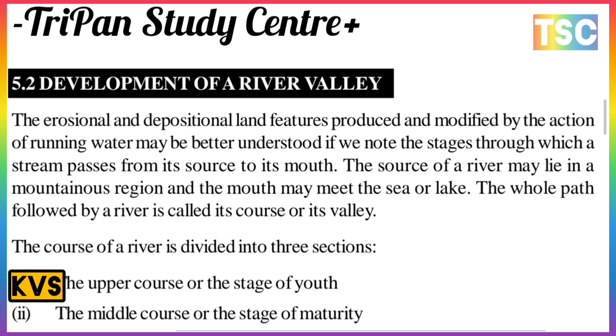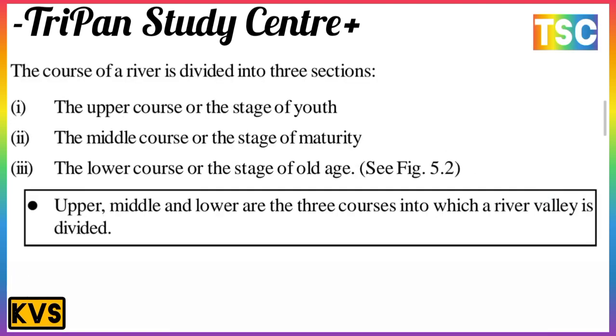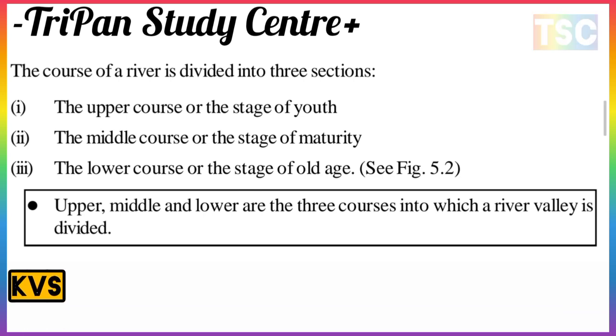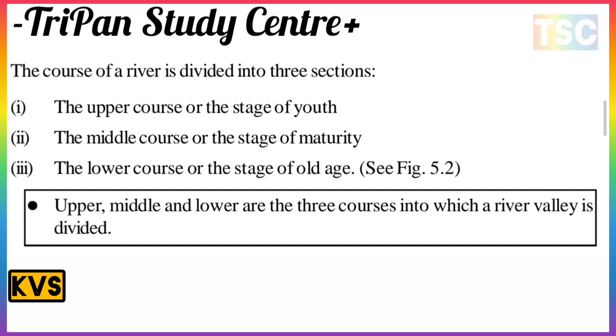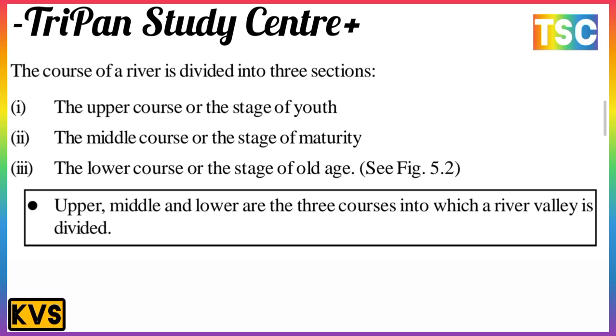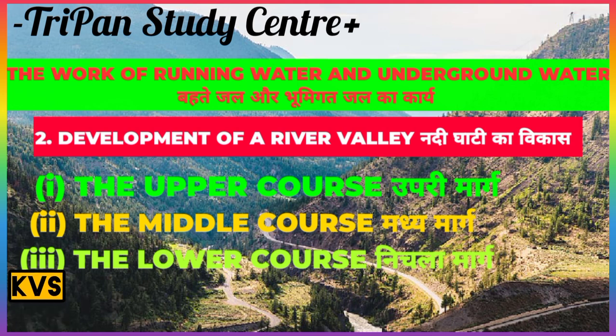The course of a river is divided into three sections. The first is the upper course or the stage of youth, the second is the middle course or the stage of maturity, and the third is the lower course or the stage of old age. The upper, middle and lower are the three courses into which the river valley is divided. The next here is the upper course.